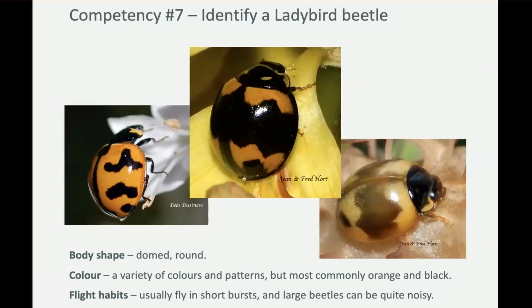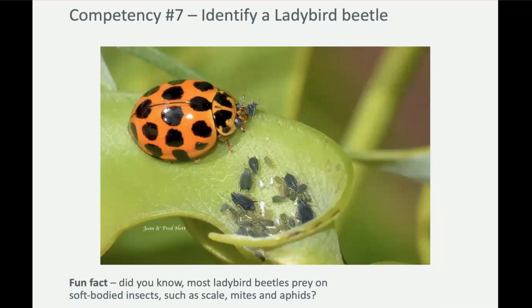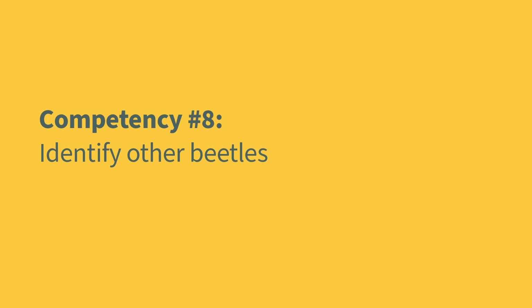And they usually just fly in short bursts. They have chewing mouth parts, and we actually occasionally have plagues of them, and they bite people, but they won't hurt you. So, get over it. They're really good. Here we have an adult eating an aphid, scale, mites, aphids. They eat the lot. Keep them.